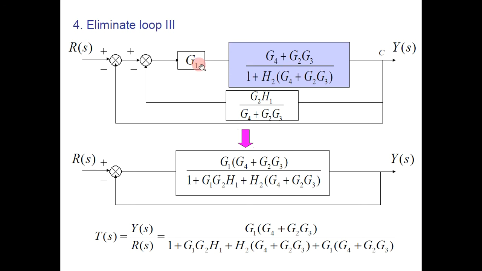Later, the G1 block and G4 plus G2 G3 by 1 plus H2 into G4 plus G2 G3 are in series. After combining this, this part again forms a negative feedback. This is the resultant, and again we eliminate the negative feedback loop. So finally the transfer function is T of S equal to Y of S by R of S equal to G1 into G4 plus G2 G3 by 1 plus G1 G2 H1 plus H2 into G4 plus G2 G3 plus G1 into G4 plus G2 G3. So this is the final transfer function. Thank you.